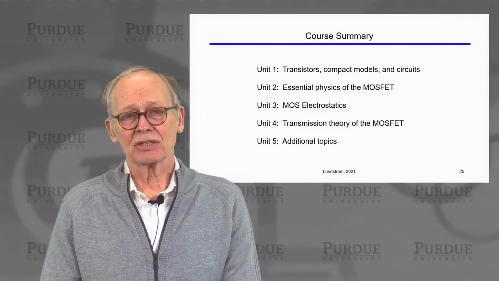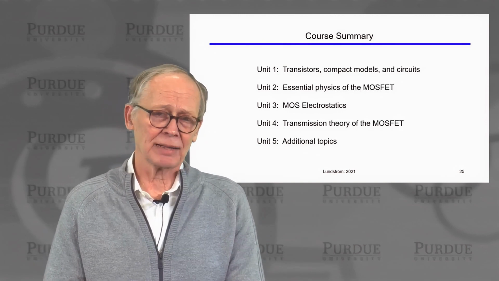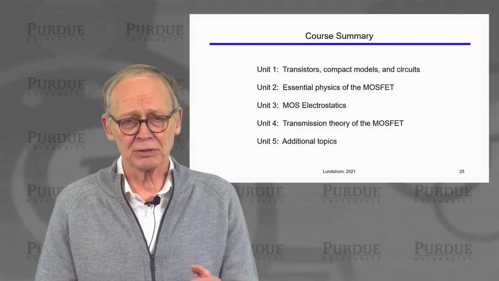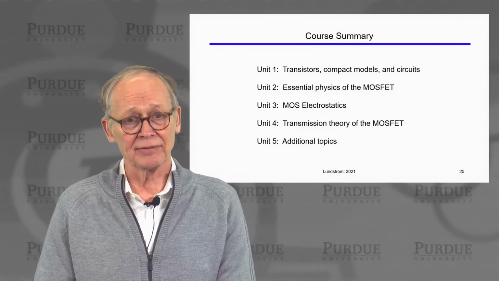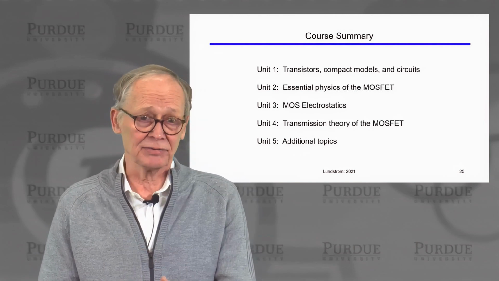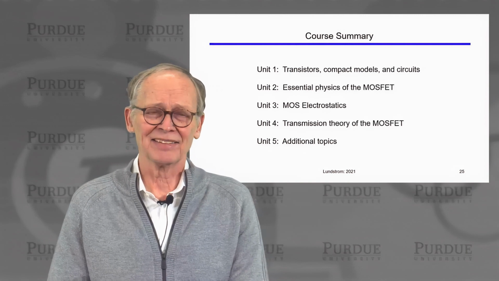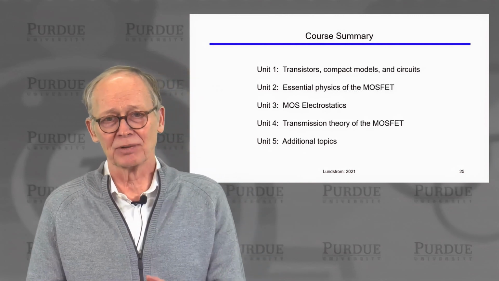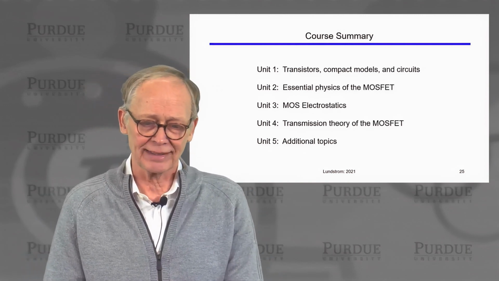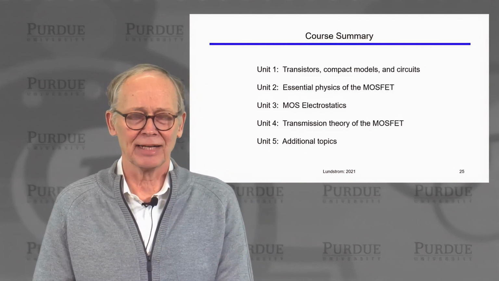And then we talked about how a modern way to think about transport allows us to describe very short devices all the way to the ballistic limit, where III-V field effect transistors are today, the diffusive limit, where traditional transistors were for many, many years, and the quasi-ballistic regime where silicon MOSFETs operate today. And then we talked about a few additional topics in Unit 5.